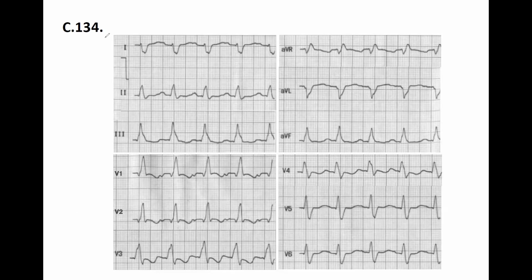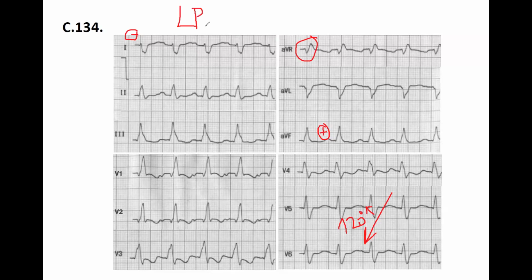Lead number one is negative, so we're already on the right side. AVF is positive, so that shows that we have a right deviation. AVL is positive. AVR is also positive, so that is an extreme right deviation. That means that we have a left posterior hemiblock.